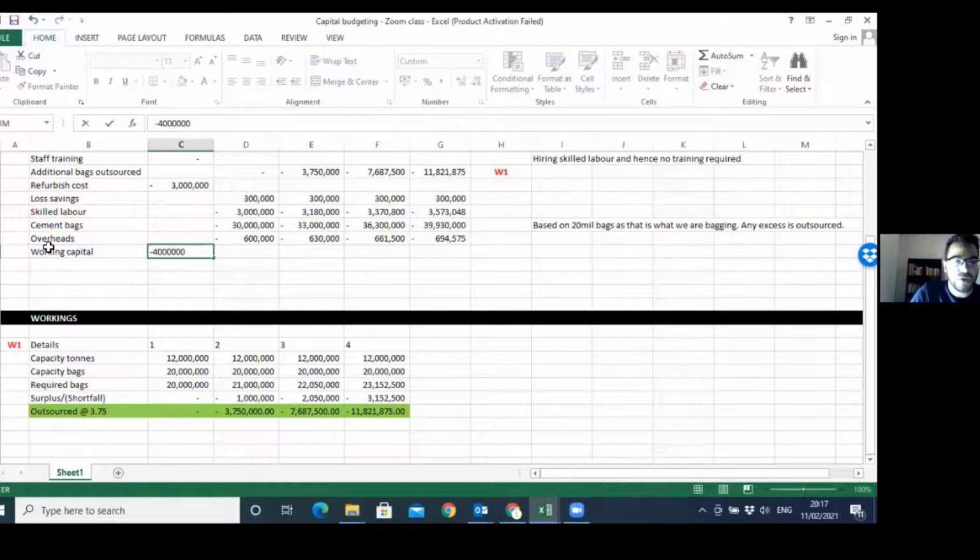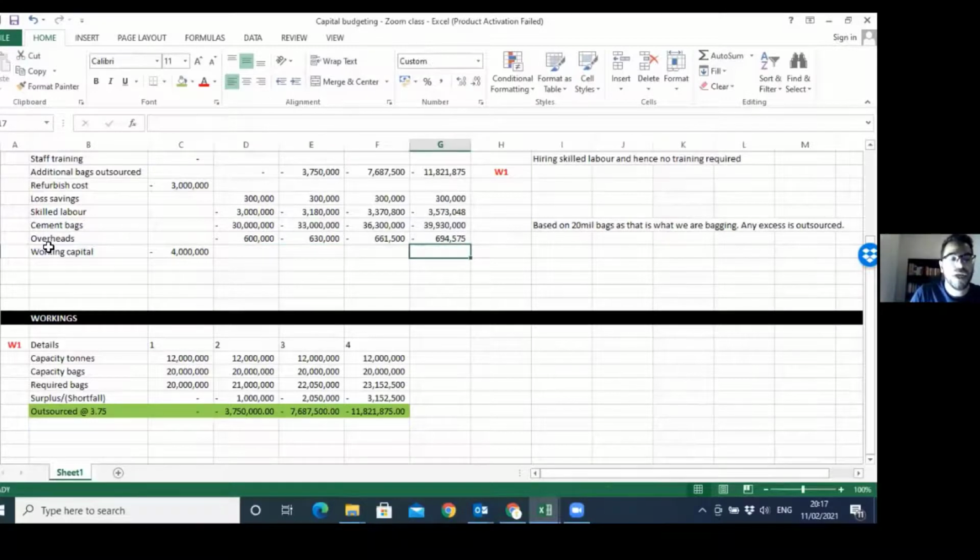1, 2, 3. They told you it gets recouped in year 4. But remember, even if they did not tell you, you must know working capital is incurred immediately and then recouped at the end of the project life, which is in year 4. Okay, so just be aware of that.